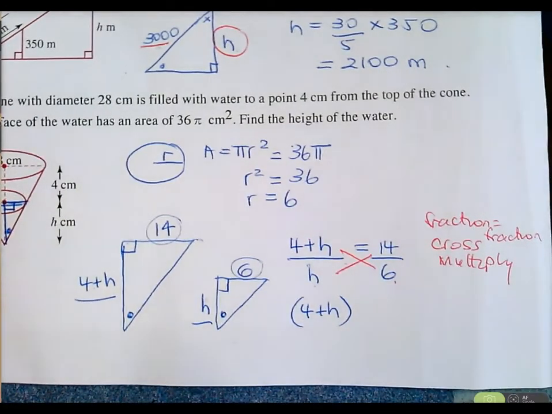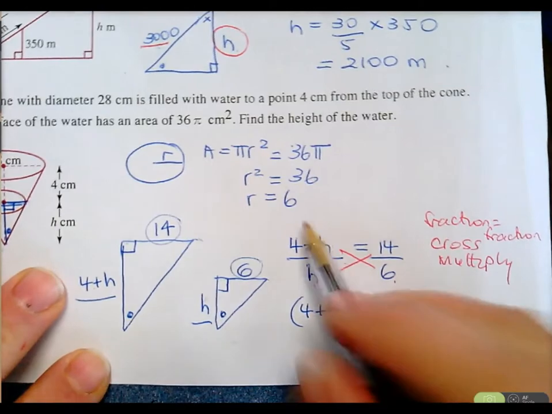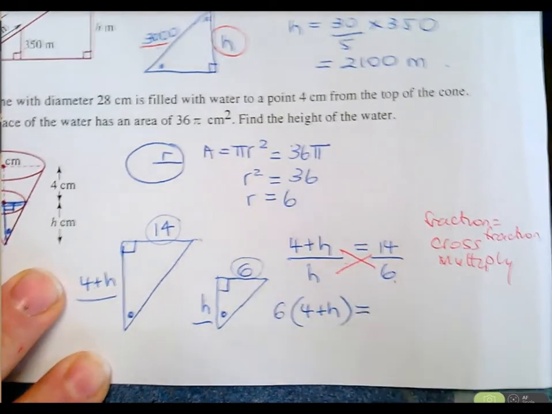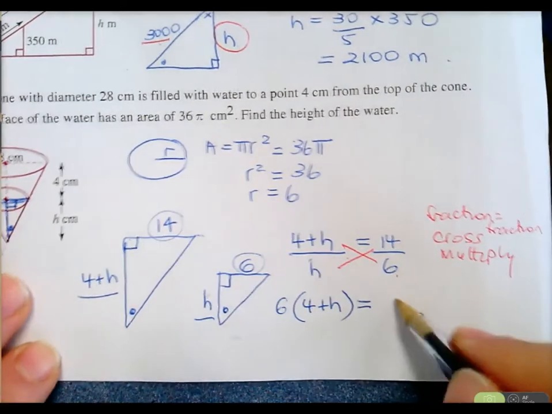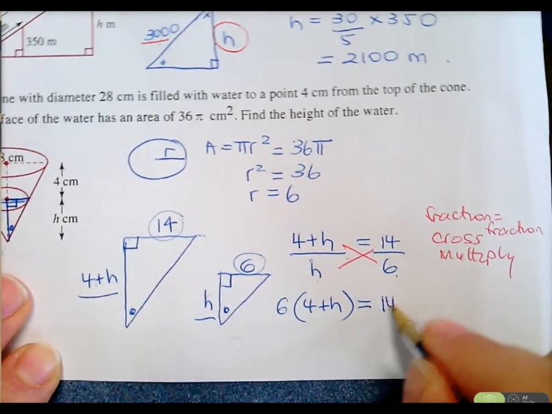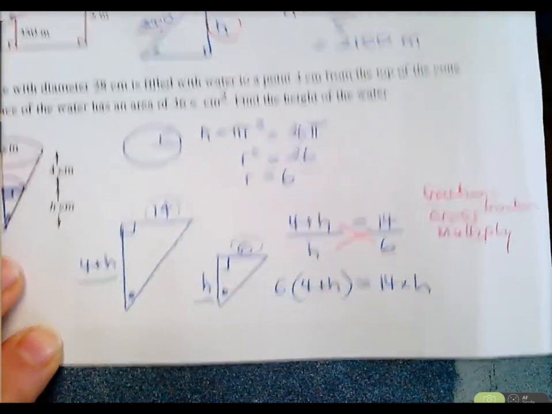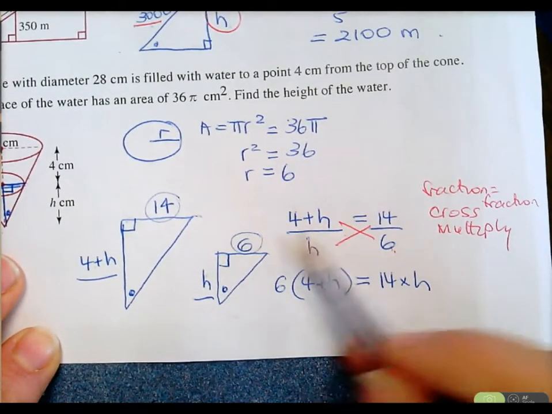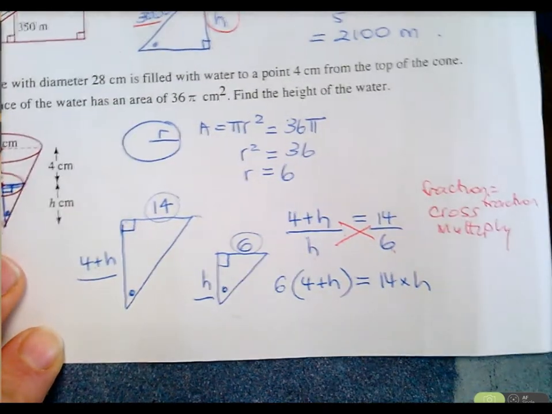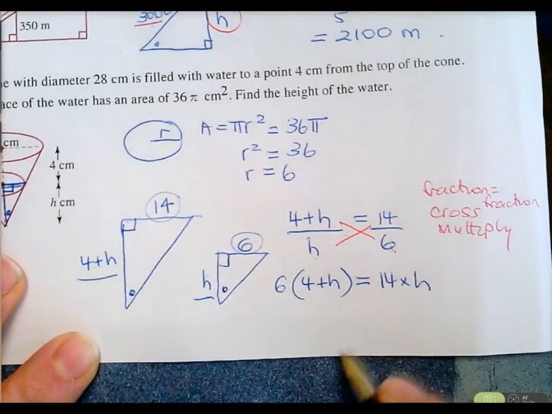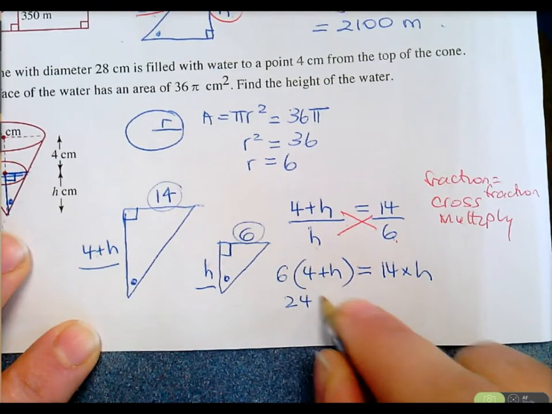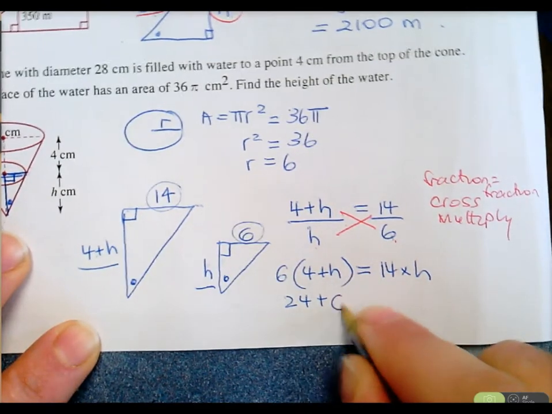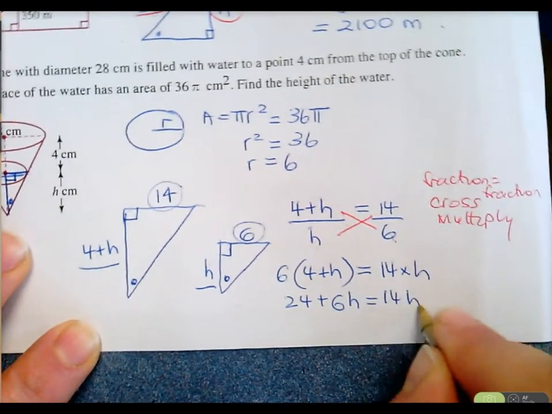You bring the bottoms up to the other side. So 6 times 4 plus h. I'll put the 6 at the front because when you're multiplying a number by brackets, we normally put it out the front. Equals 14 times h. Are we okay? 6 times all of that. You've got to put all of that in brackets. 6 times 4 plus h equals 14 times h. That's 6 times 4 is 24 plus 6 times h is 6h equals 14h.